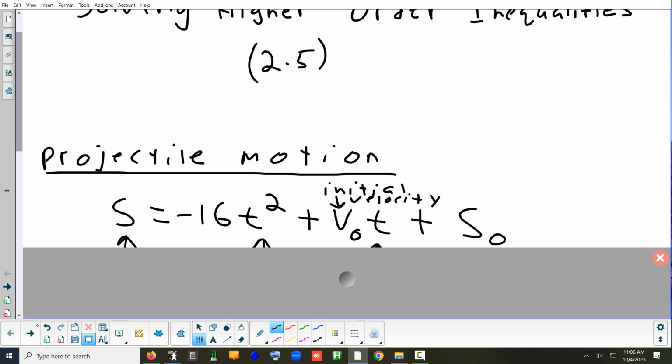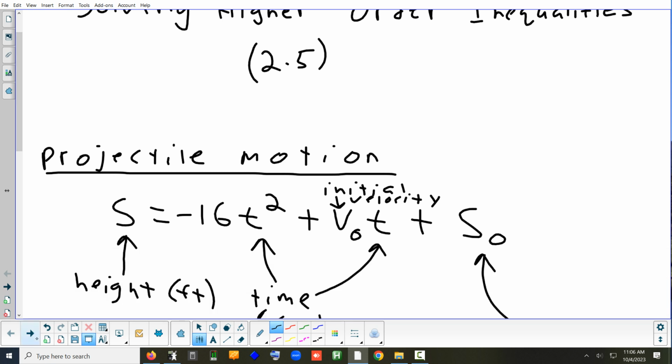So one formula that we've looked at before, that's the formula for projectile motion. And we used it to figure out when an object was exactly at a certain height. Well, now we're going to use it to figure out maybe when an object is greater than a certain height or less than a certain height. Okay, that makes it an inequality.